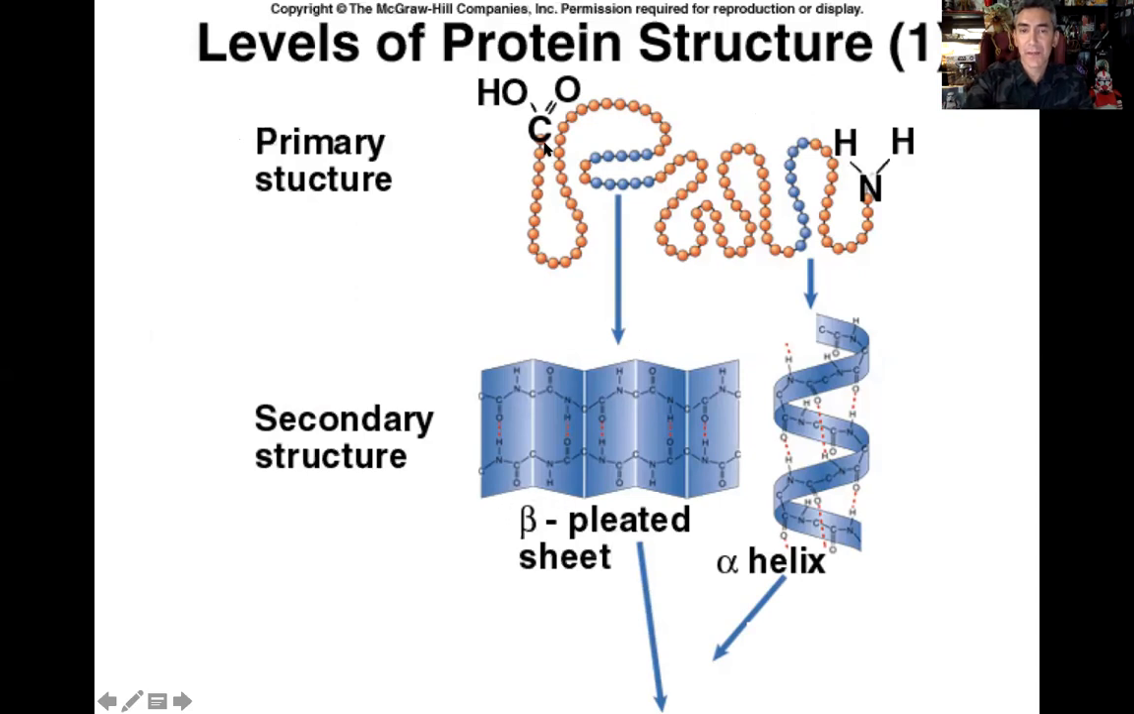So we have our long chain of primary structure, and then we have little sections where we get into our pleated sheets and our alpha helices there.